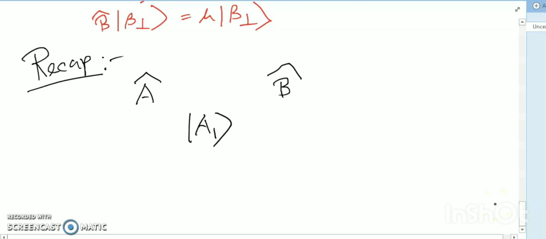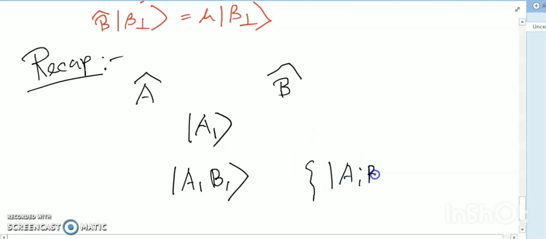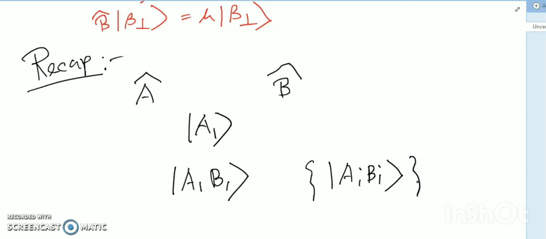If that eigenvector is non-degenerate, then we showed that this must also be an eigenvector of B. So A1 and B1, let's add this to the set of shared eigenvectors. If A has degenerate eigenvectors, then we showed that there exist eigenvectors of B that also span this eigenspace.